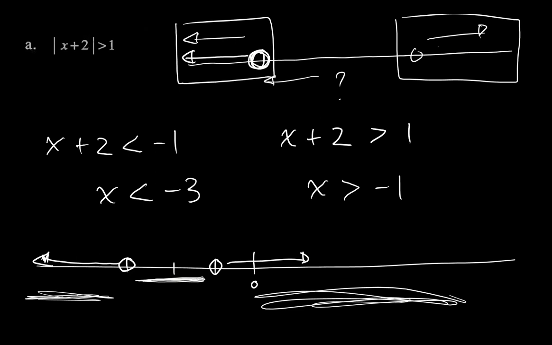And I know that 0 is going to work. If I put 0 in there, yeah, the absolute value of 2 is greater than 1. And negative 4 should work. If I put negative 4 in there, negative 4 plus 2 is negative 2. Absolute value of negative 2 is 2. 2 is greater than 1, right? That works. But something like this, the one right in the middle of them, negative 2, is not going to work. If I put negative 2 in there, I get negative 2 plus 2 is 0. 0 is not greater than 1. So this is what my solution is.